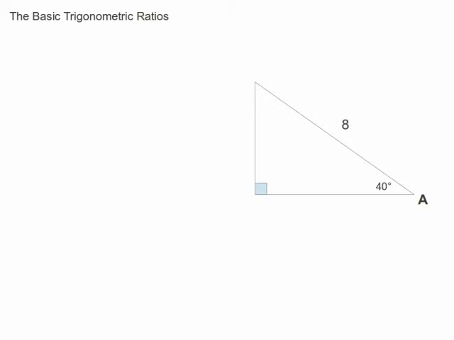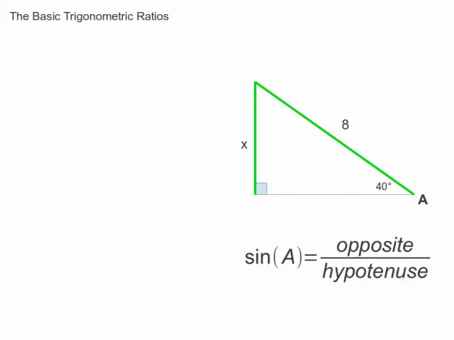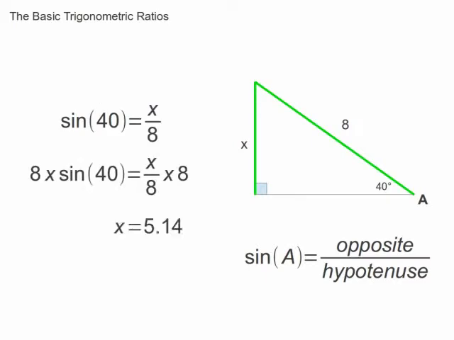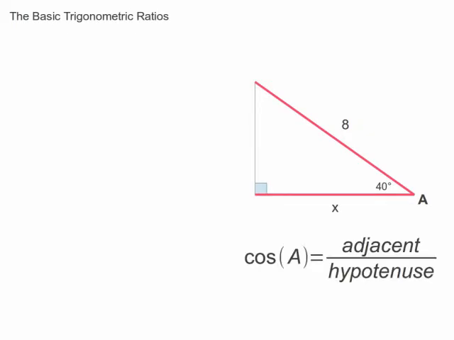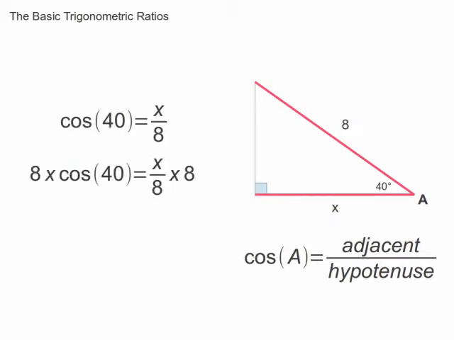The sine ratio looks at the leg opposite the angle in relation to the hypotenuse. We set it up as sine of A equals opposite over hypotenuse. Plug in what you know and solve for the empty spot. The cosine ratio looks at the leg adjacent to the angle in relation to the hypotenuse. We set this up as cosine of A equals adjacent over hypotenuse. Again, plug in what you know and solve for what you don't.